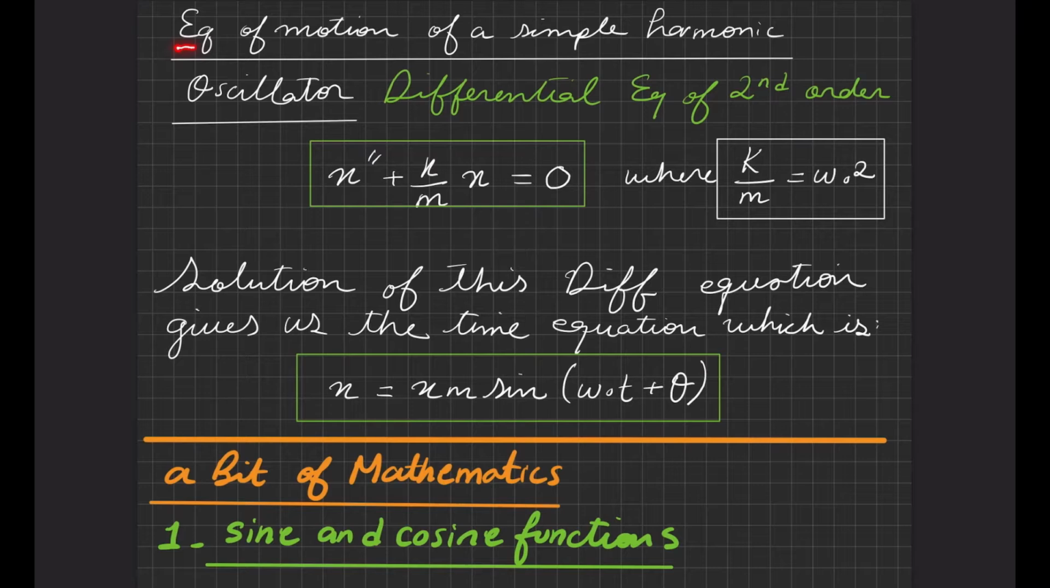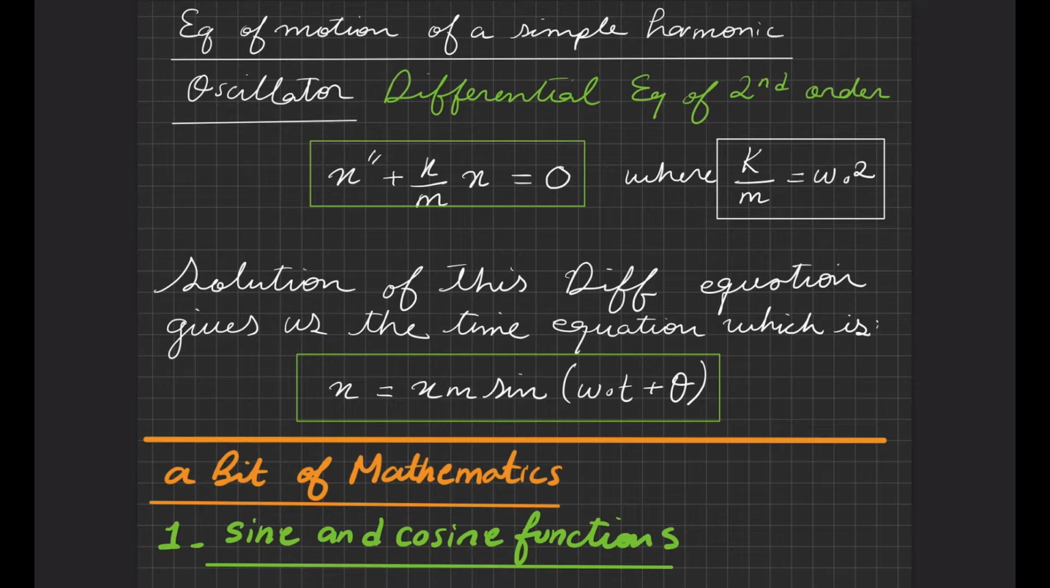Hello class. In the last video, we studied the equation of motion of a simple harmonic oscillator. And it was a differential equation of the second order. It was in the form of x double prime, which is the derivative of x two times, plus k over m times x equals 0, where we set k over m equals omega 0 squared. And we called omega 0 the proper angular frequency.